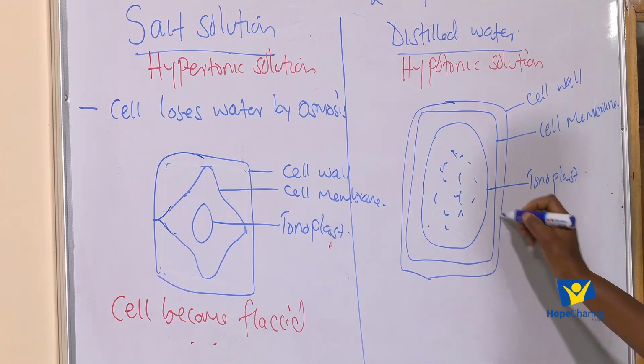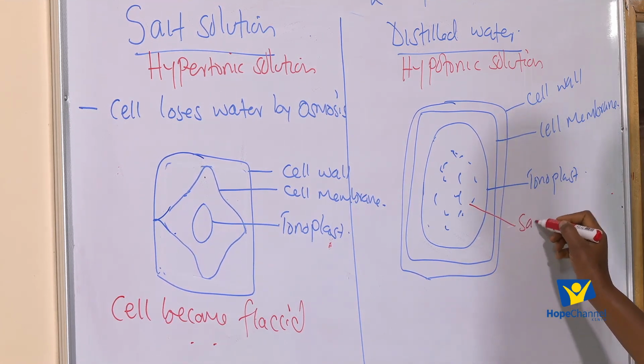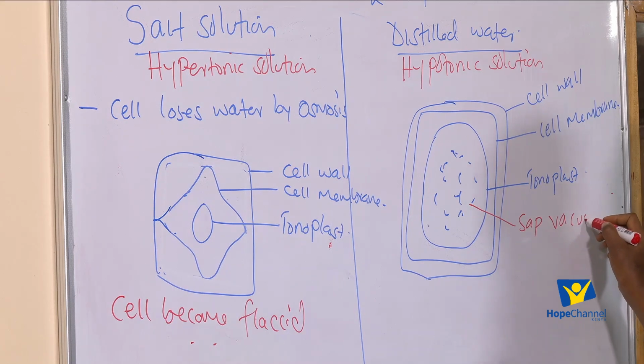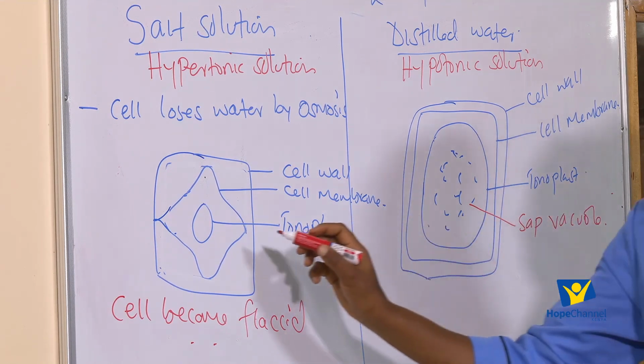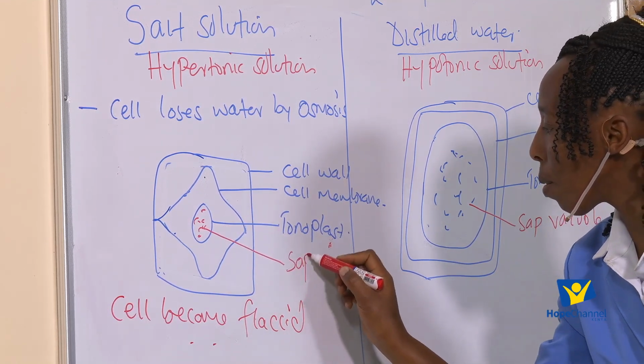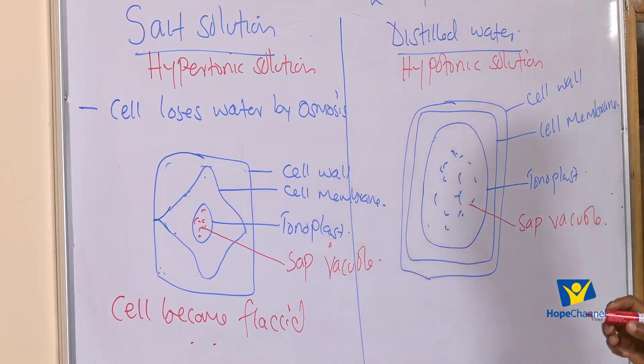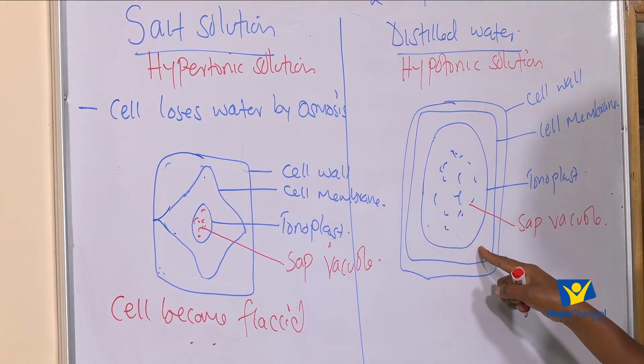And then inside here we have the sap vacuole. So this is where we have the sap vacuole. Then also inside here we have the sap vacuole. Okay? Now in this case, what is happening?